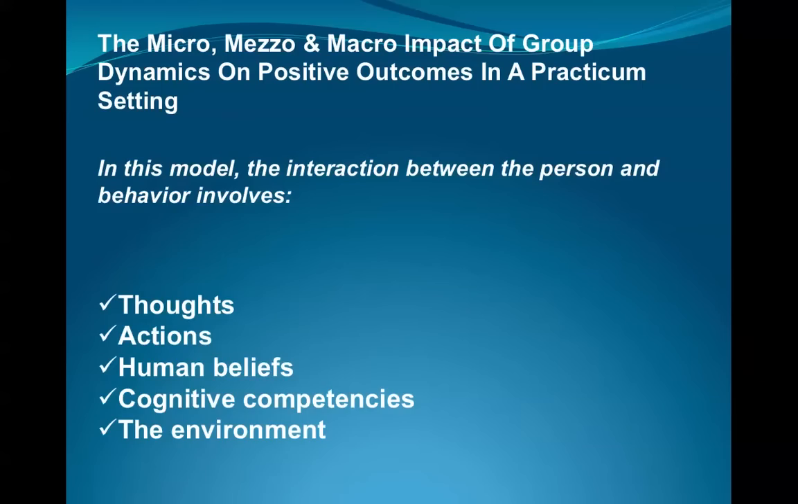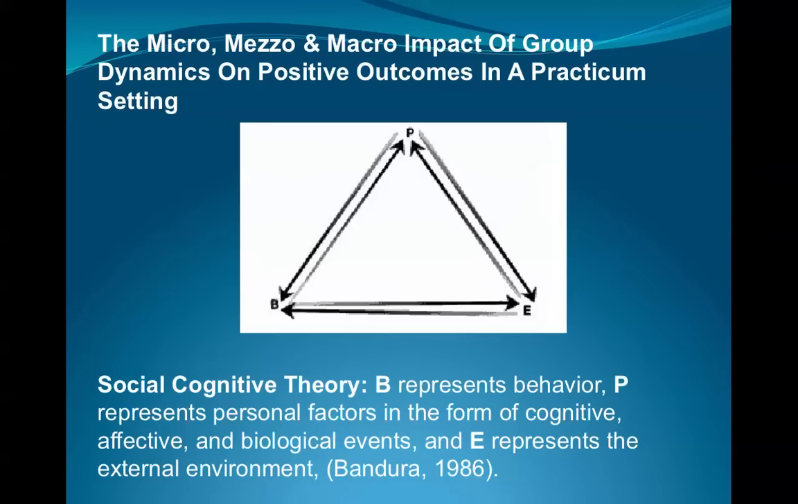In this model, the interaction between the person and behavior involves thoughts, actions, human beliefs, cognitive competencies, and of course, the environment. This gives you a very simplistic view of what Bandura, the founder or one of the founders of this theory believed, with P being the person, B representing behavior, and E representing the environment. We see, at least theoretically, if not practically, a flow of information and energy should be flowing through very permeable barriers. It may not be happening that way.